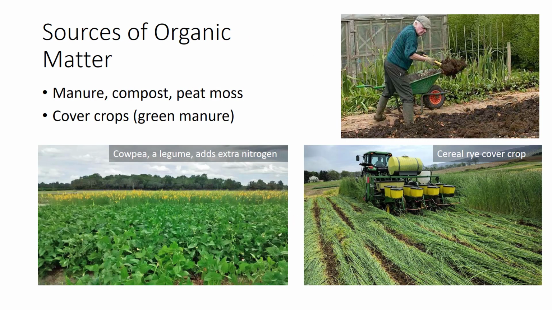Organic matter can be added to the soil in a variety of ways, including, but not limited to, manure, compost, peat moss, and others. Alternatively, organic matter can be added by planting cover crops known as green manure, which is also an effective way to improve soil conditions.